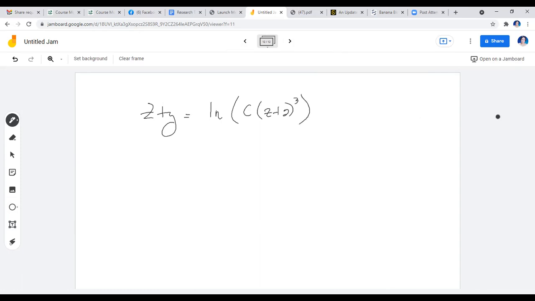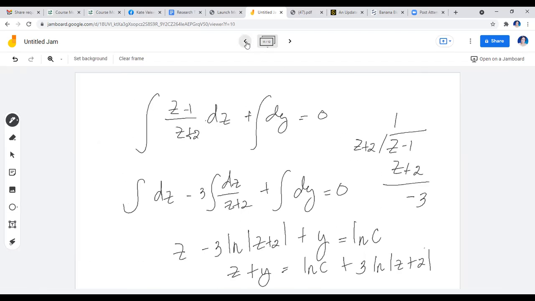Okay. Now, I will write this particular solution explicitly in terms of y. So I will write here y is equal to ln of c times (z plus 2) raised to 3, minus z. So I have written it explicitly in terms of y. The thing is, we don't have the z variable in our original DE, so we need to go back to the original and check what the z represents.